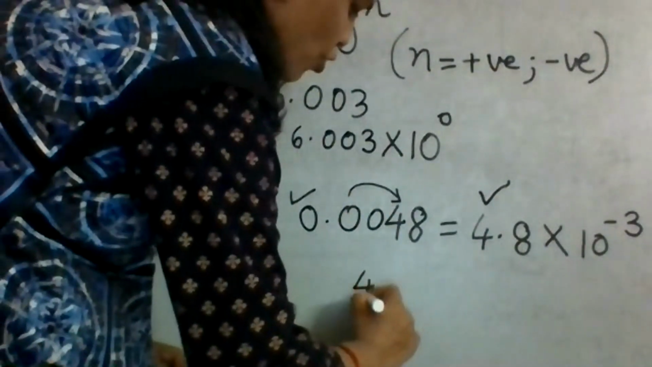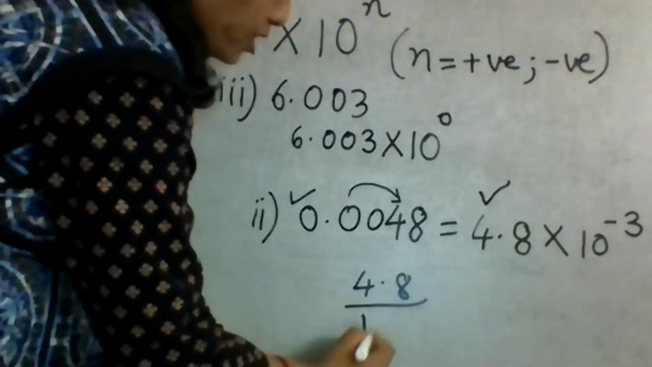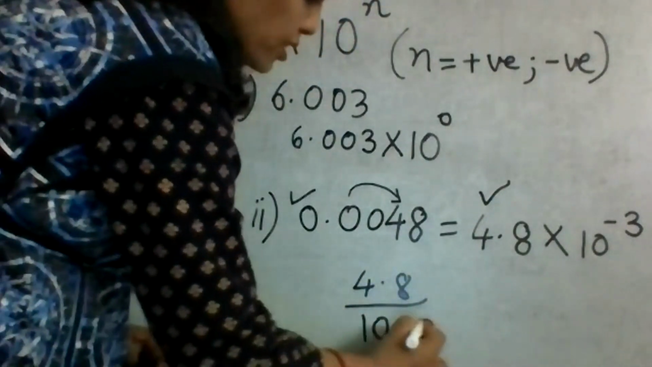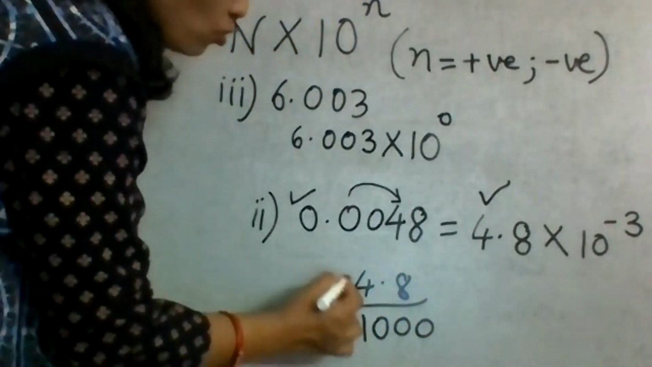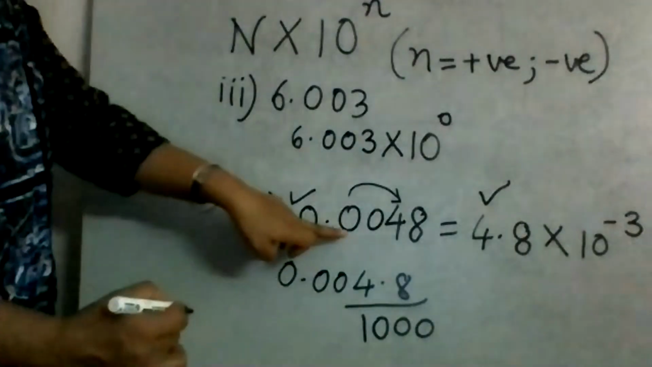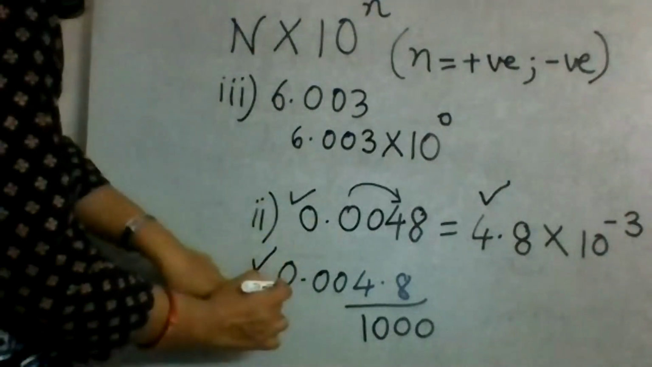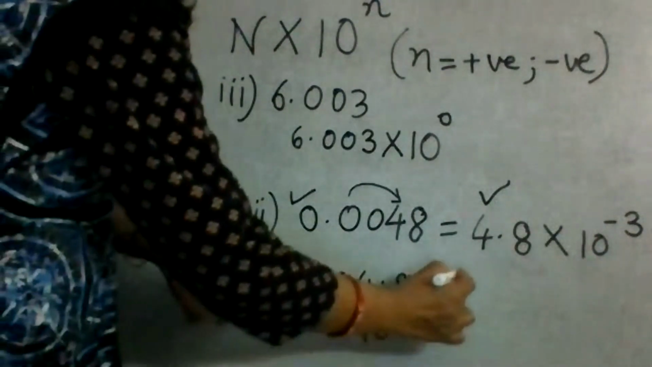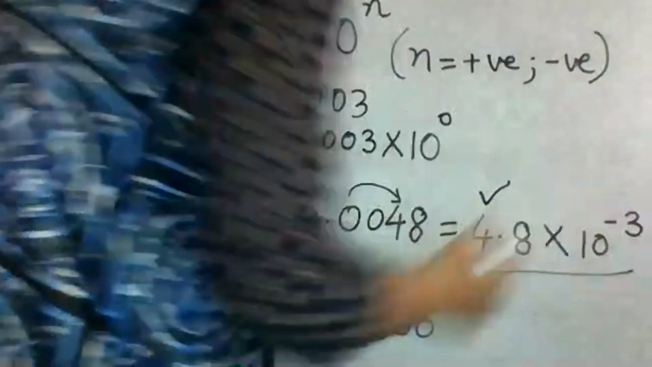I am checking 4.8 into 10 raised to 3. 4.8, you divide it by 1000 and check: 1, 2, 3. So 3 places you are putting the decimal: 1, 2, 3. Check whether your question and answer are matching or not. You see the question and the answer are matching, 0.0048. That means you have expressed correctly the answer in scientific notation.